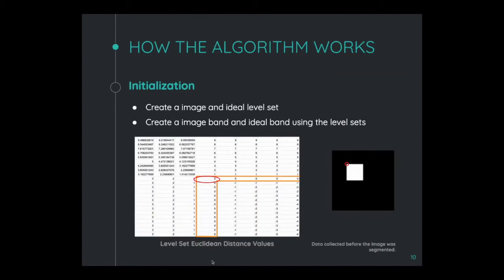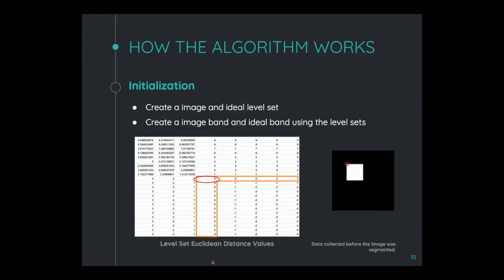Next, an image and ideal level set are created. A level set is similar to a topographic map in that both contain 3 so-called dimensions. Each point on a topographic map has an x and y coordinate as well as an altitude. Each point on a level set also has 3 pieces of info. A level set is made up of Euclidean distances that measure the distance from each pixel value to the closest pixel with a value of 0.